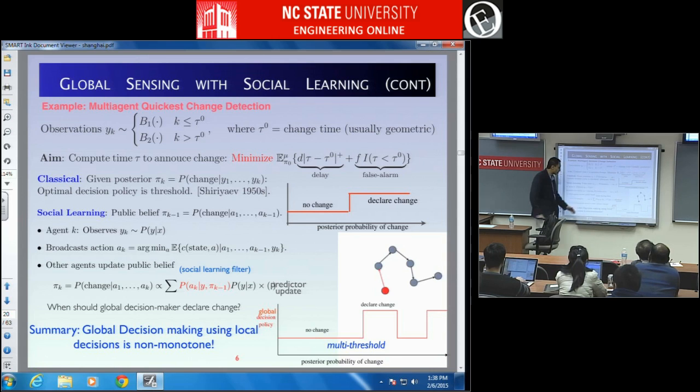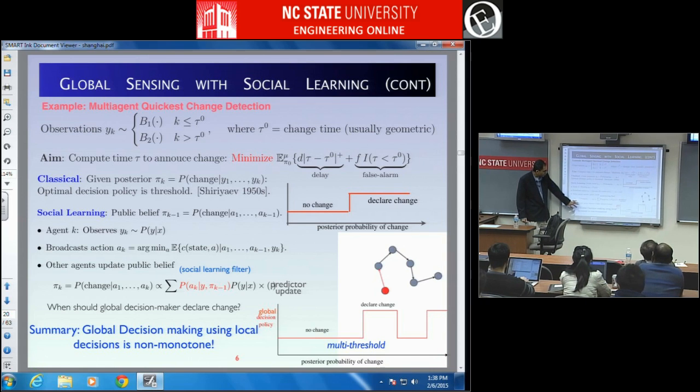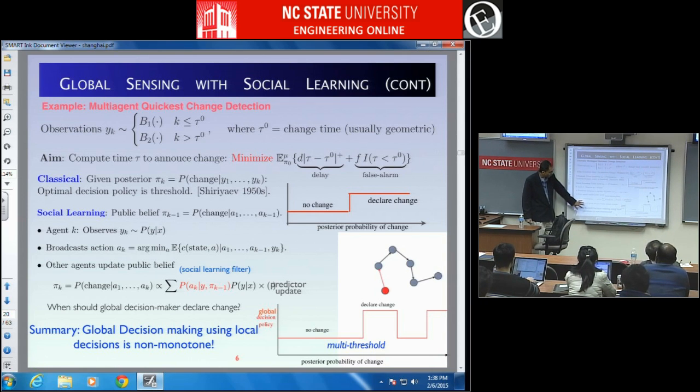So this proof is actually quite complex, and it appears in my IEEE information theory paper in 2012. But the idea is pretty interesting: there is a substantial difference between the way you make global decisions for change detection in a classical setting as opposed to a social learning setting.